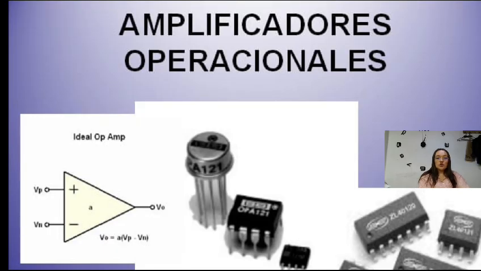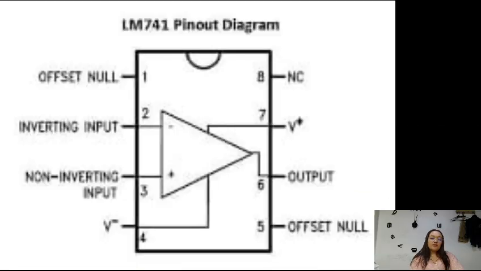What are operational amplifiers, op-amps? An operational amplifier is an integrated circuit that amplifies the voltage difference between its inputs. Main characteristics: it has open-loop circuits, two inputs, one inverting and one non-inverting, and a single output, with applicability in control systems and signal processing.